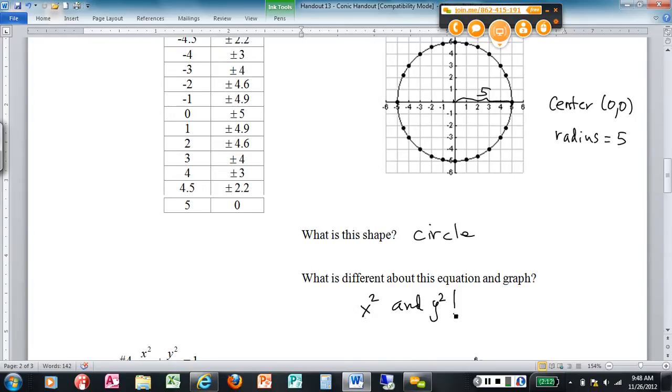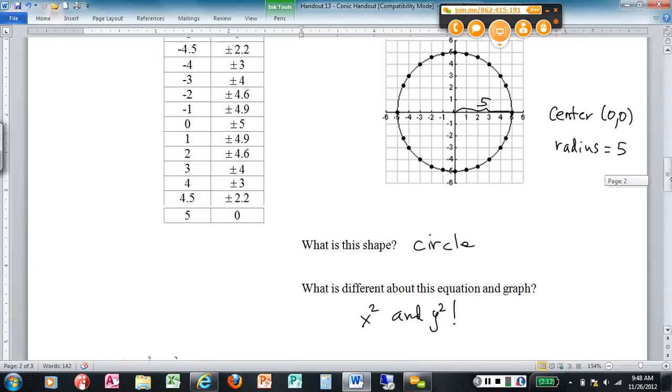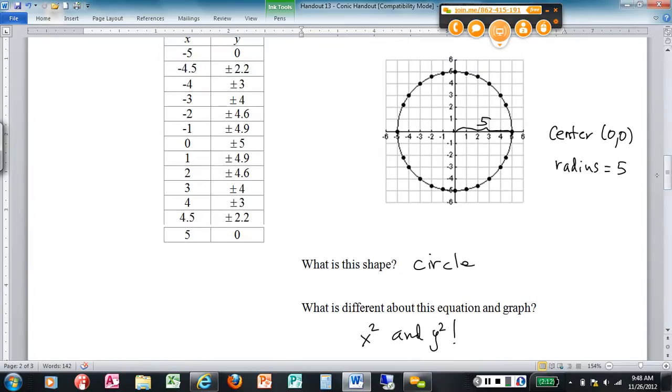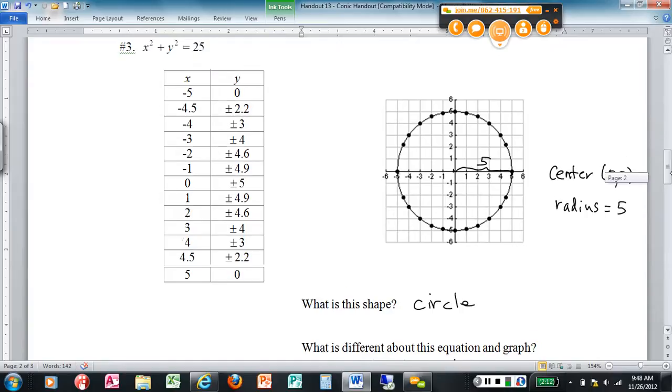On the parabola, you just have one or the other squared, but on a circle, you've got x squared plus y squared, so both of those are squared. There's a little more to it, as we'll see in a second, but for now, that's what we might want to note there. Okay, so that's the basic equation of a circle, what it looks like.